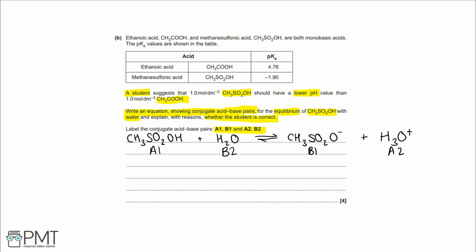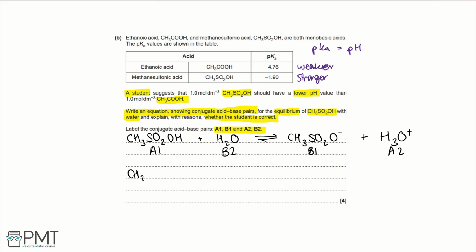So something to keep in mind is that pKa equals pH. So that helps us with the next part of the question, where we're asked which is the stronger of the two, ethanoic or methane sulfonic acid. So if it's got a lower pH, that means it's going to be stronger, and a higher pH will be more alkaline, so it's going to be a weaker acid. So this is the first statement we can write for this question.